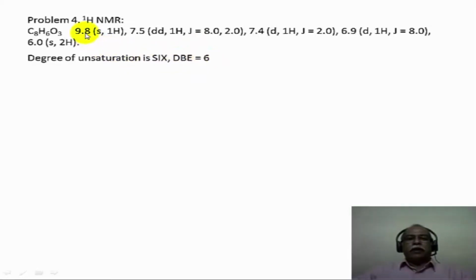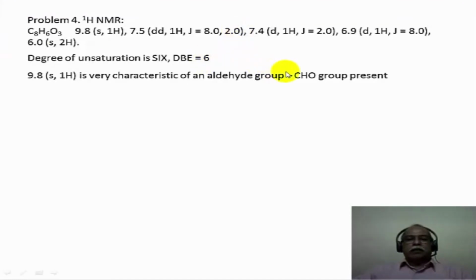If you look at the 9.8 singlet as a 1 hydrogen signal, this can only be an aldehyde functional group, because between 9 and 10.5 or so is a very characteristic region for aldehyde groups. So there is an aldehyde group present in this particular molecule.